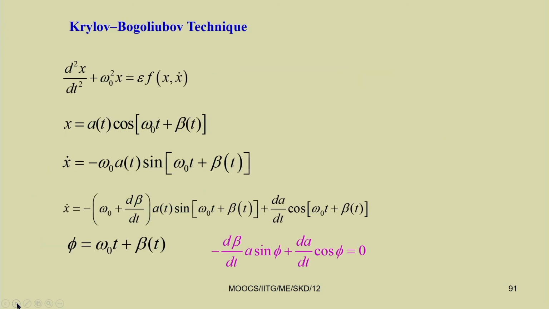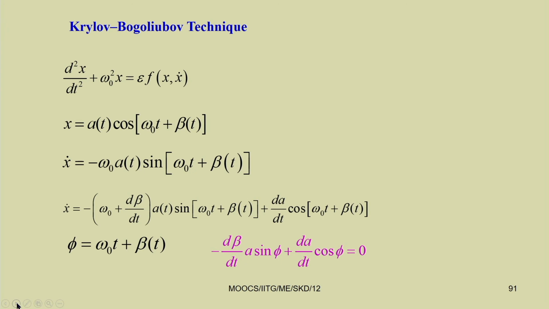So let us see another method of averaging proposed by Krylov and Bogoliubov, known as the Krylov-Bogoliubov technique. We can explain this with the help of one example. First let us take the general equation, then we will take the example of the Duffing oscillator and see how its solution is obtained by using this Krylov-Bogoliubov technique.